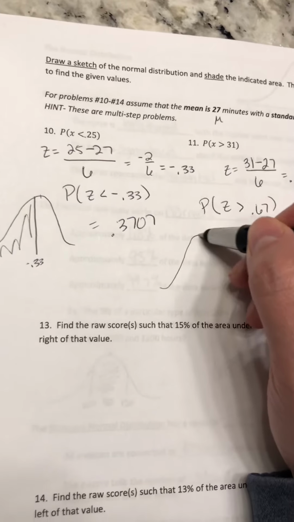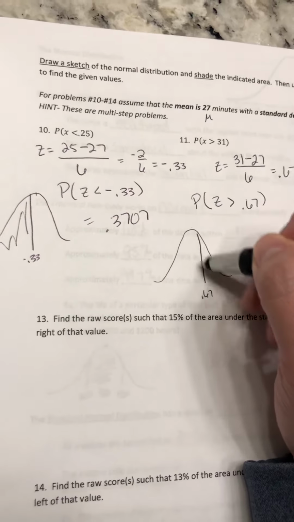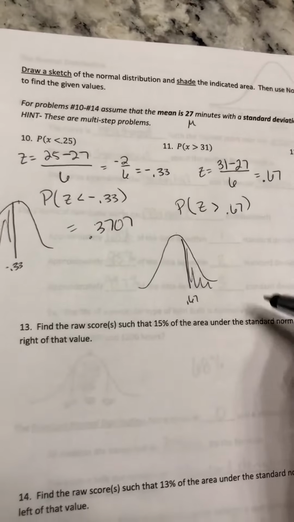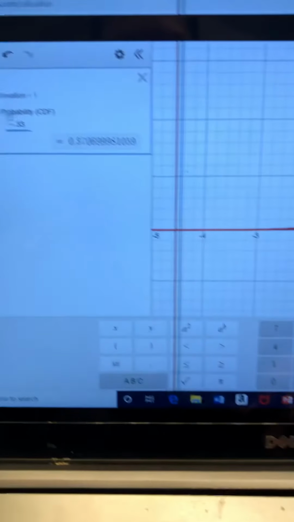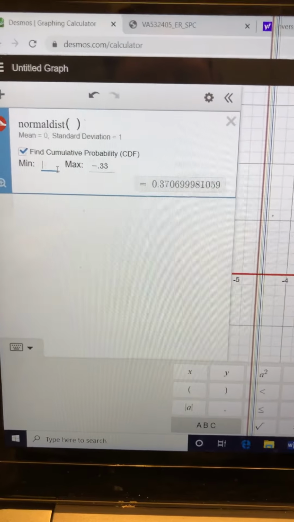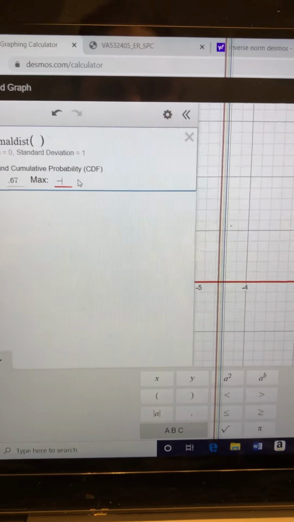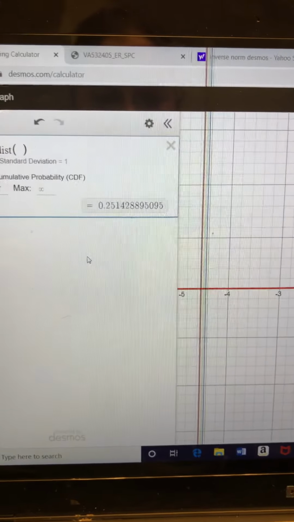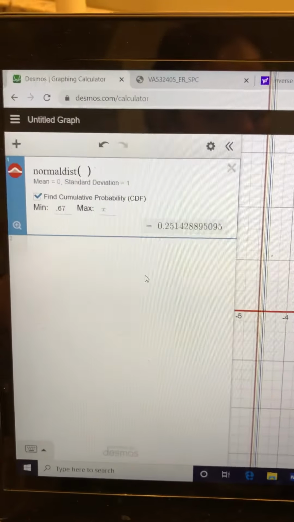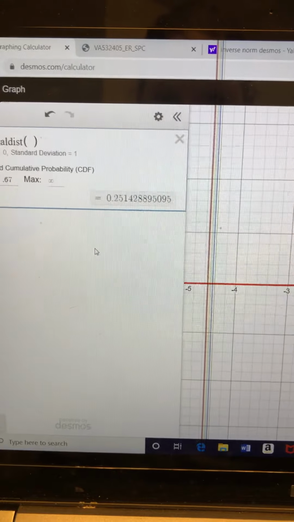So again, here's my graph. Up here's 0.67, because there's 0. I want greater than. So on the calculator, I'll do normal CDF 0.67 comma 1,000. On the Desmos, I'm going to do 0.67 and then let it do infinity. On the chart, I'm going to take 1 minus whatever the value is at 0.67. So this is 0.2514.